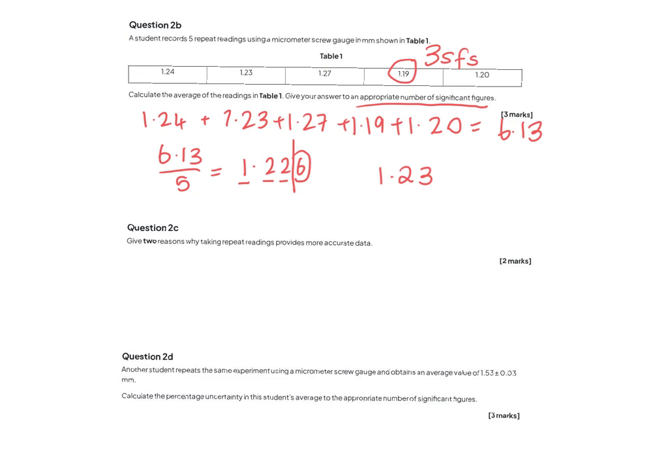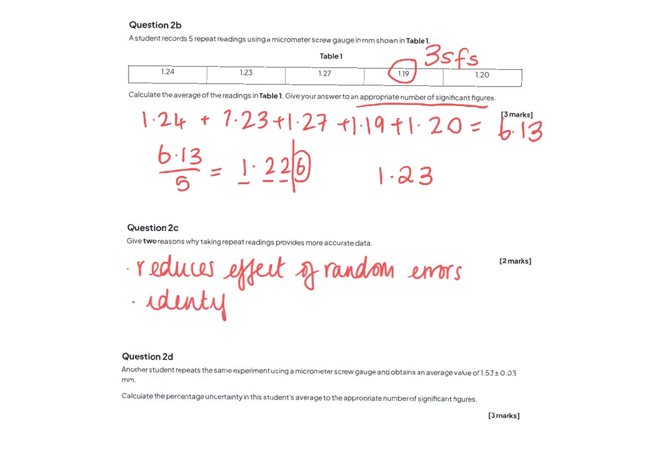Question 2c, give 2 reasons why taking repeat readings provides more accurate data. So it reduces the effect of random errors. And we can use it to identify anomalies.